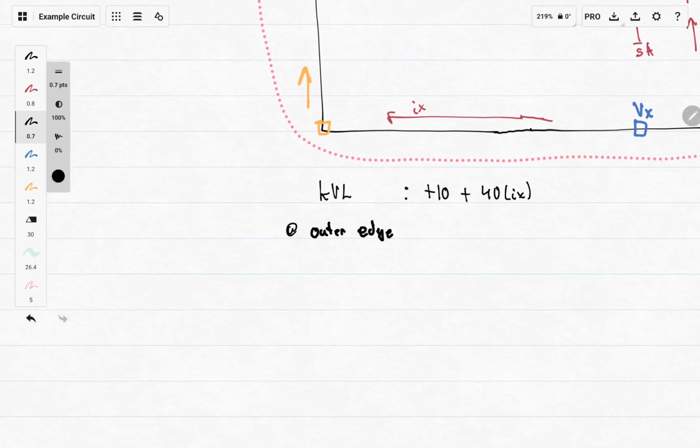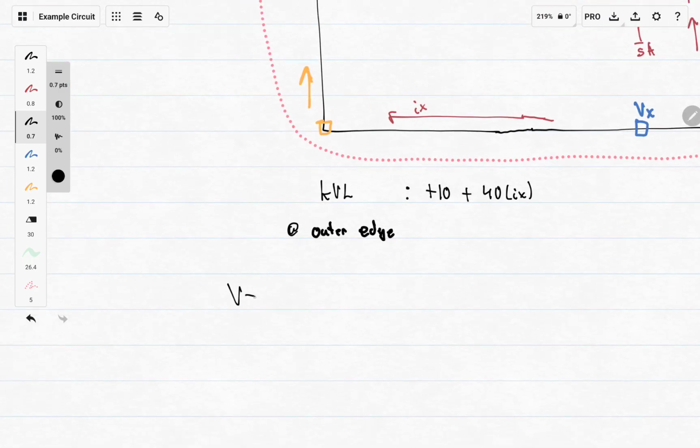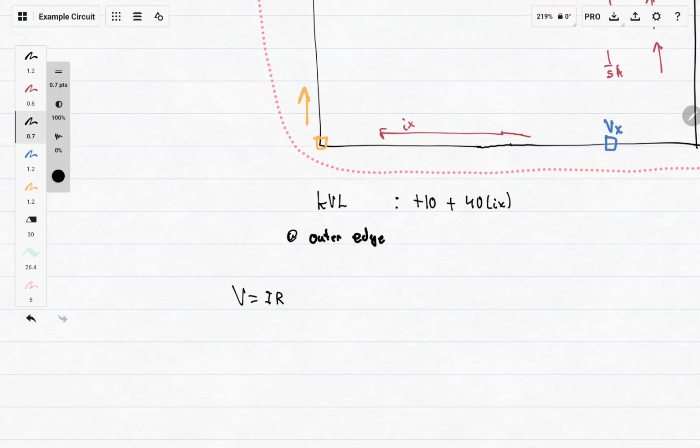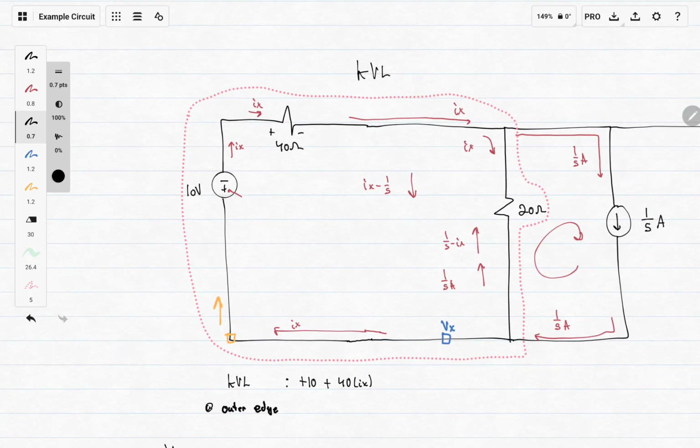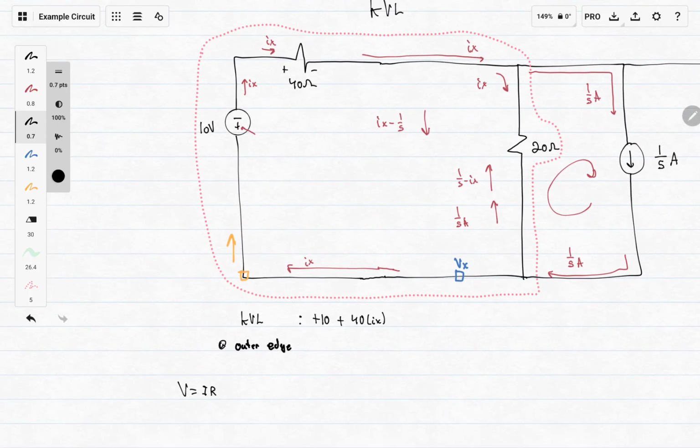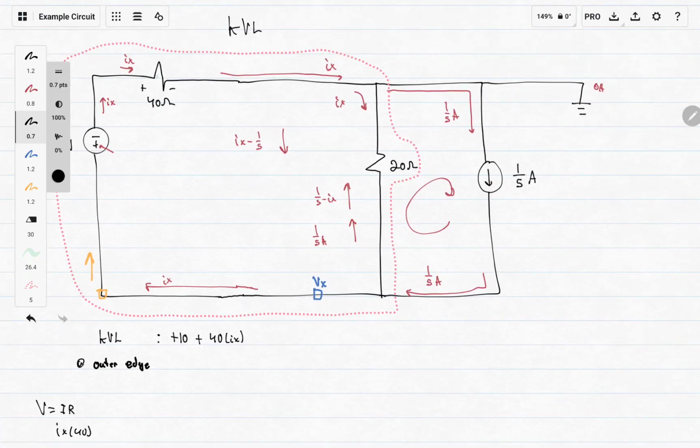The reason it's because of that is because of Ohm's law, which is V equals IR. And we're just trying to find the voltages through here. It is Kirchhoff's voltage law, so we're trying to find voltages. So this would be Ix times 40 ohms, which would be the voltage. And that's why we put 40 times Ix here. And next, we continue going our way.